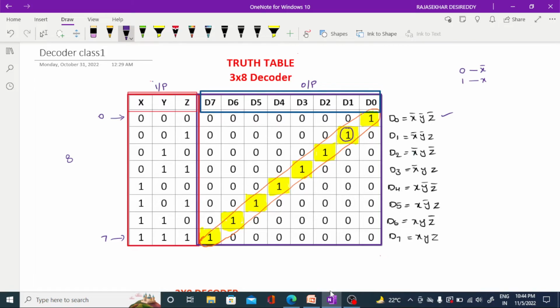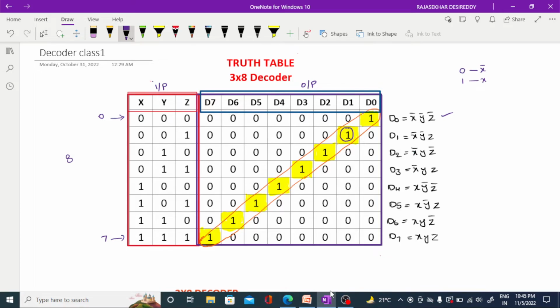So if you want to write the expression for D2, for what input combination is D2 activated? For the 0 1 0 input combination D2 is activated, hence the expression is also going to be like this: X bar, Y, Z bar, that means 0 1 0. Similarly, let us consider finally D5. D5 is for the 101 combination. 101 means X, Y bar, Z, that's it.